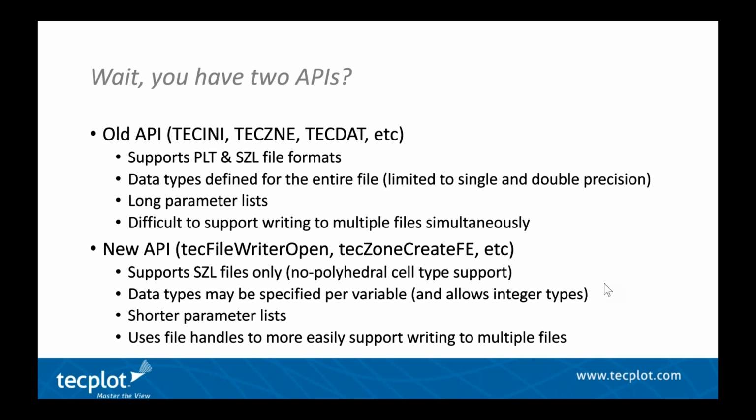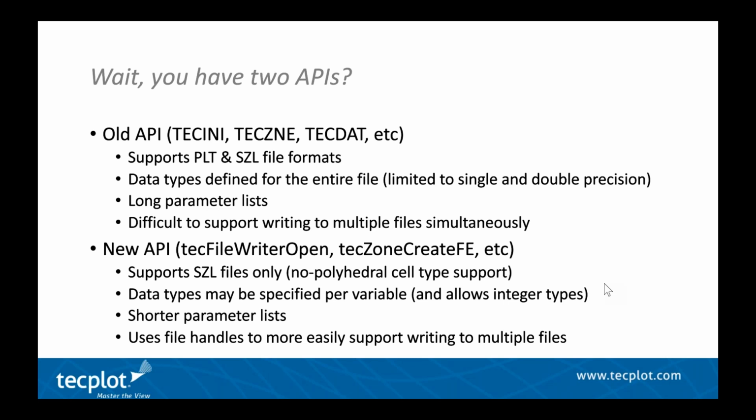Now, the data types are defined for the entire file. So you're limited to single precision or double precision for all of the variables throughout the entire file with this old API, even though Tecplot 360 itself does support multiple data types for variables. So the TecIO library is limited in that way.